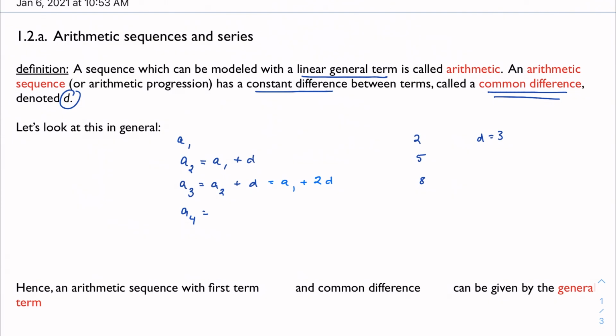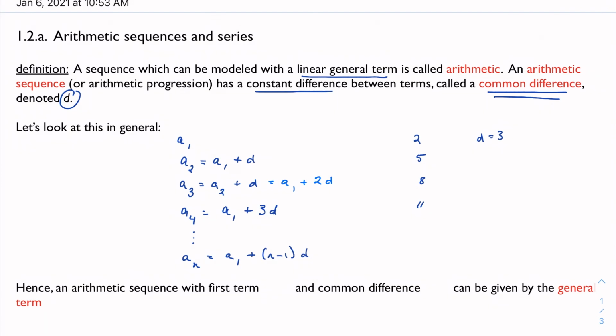And to get a 4, I could take a 3 and add the common difference again, but it's also the same as thinking about it as a 1 plus 3 common differences. And now it starts to seem like we're establishing a pattern. So let's generalize this. If I have a sub n, then I'm taking a 1, and well, let's see what's going on here. When I have my second term, I'm adding 1 common difference, and my third term has 2 common differences, and 4 has 3. So n and n minus 1.